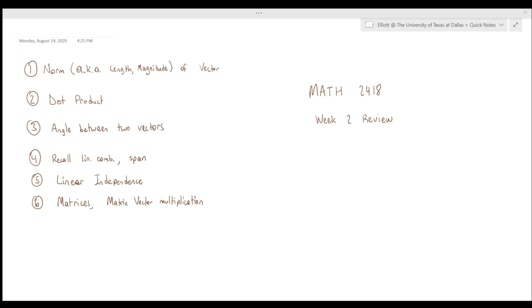After that, I'm going to quickly recall the notion of linear combinations and span that we talked about last week, because I want to tie that into linear independence. And then at the very end, I'll try to talk a little bit about matrices and matrix vector multiplication. So as I'm going along, if you guys have questions, again, I can try to address them.